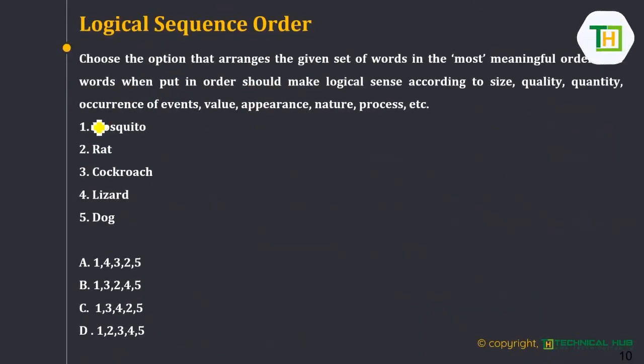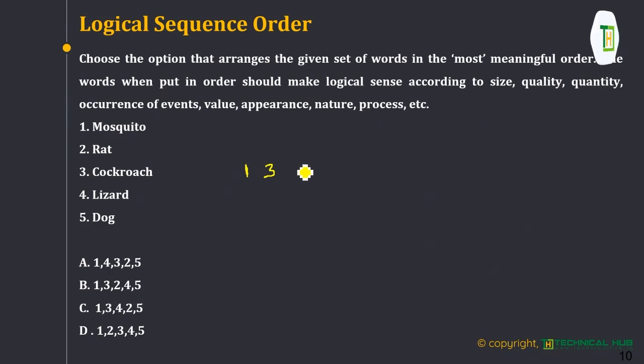The next one is logical sequence of order. So I have to arrange these given 5 words according to any of these factors: mosquito, rat, cockroach, lizard, and dog. They must be arranged based on the size. All of them are living organisms, but some are insects and some are animals. Dog is an animal. The smallest among all these is mosquito, which is word 1. After mosquito, the next smallest in size is cockroach.